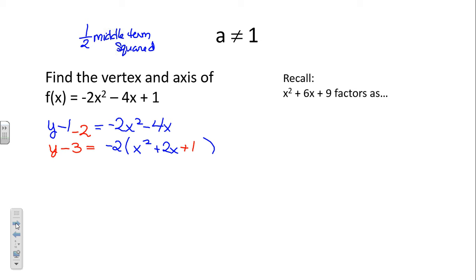Half of 2 is 1, 1 squared is 1, but the net result was negative 2 times this. We've added negative 2 to the right side. So we add negative 2 to this side, and now we get negative 3 because there was a negative 1 there. Yes, Phil?